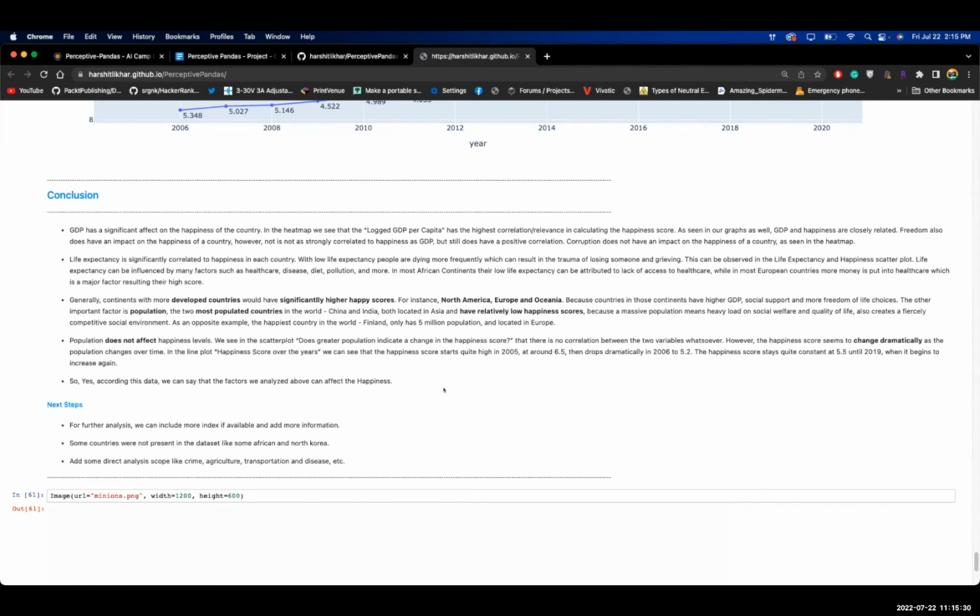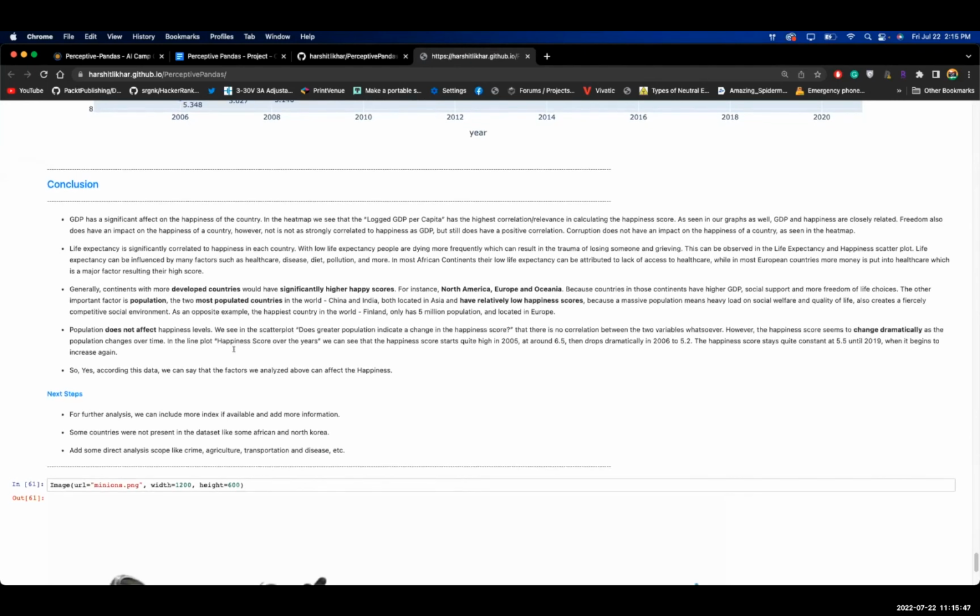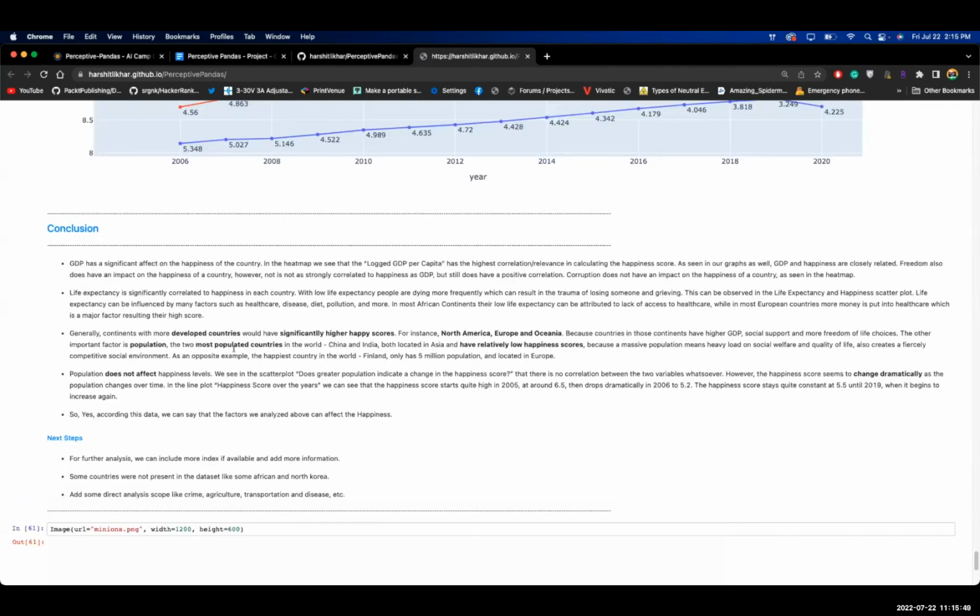The other important factor is population. The 2 most populated countries in the world, China and India, both located in Asia, have relatively low happiness scores because a massive population means heavy load on social welfare and quality of life. It also creates a fiercely competitive social environment. As an opposite example, the happiest country in the world, Finland, only has 5 million population and is located in Europe.